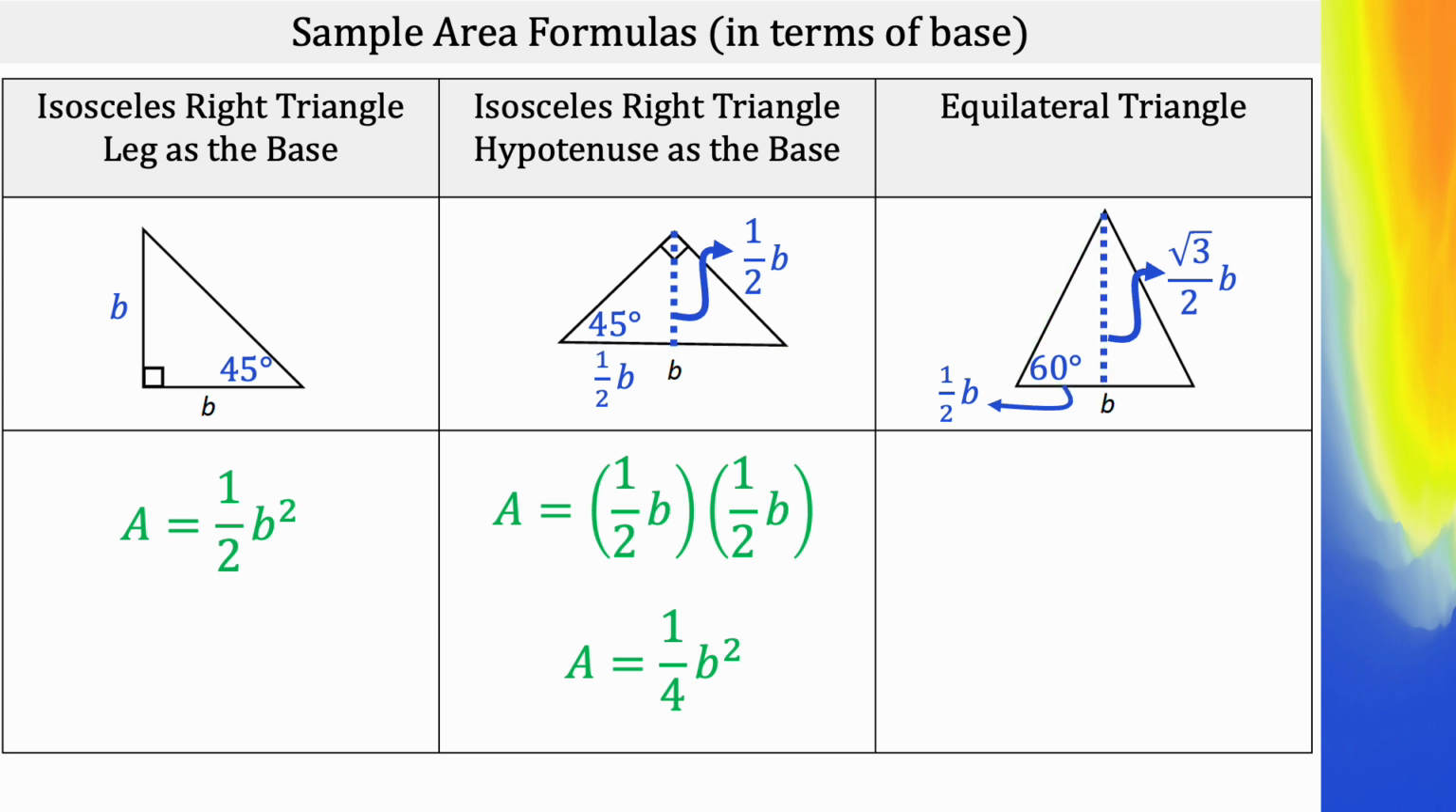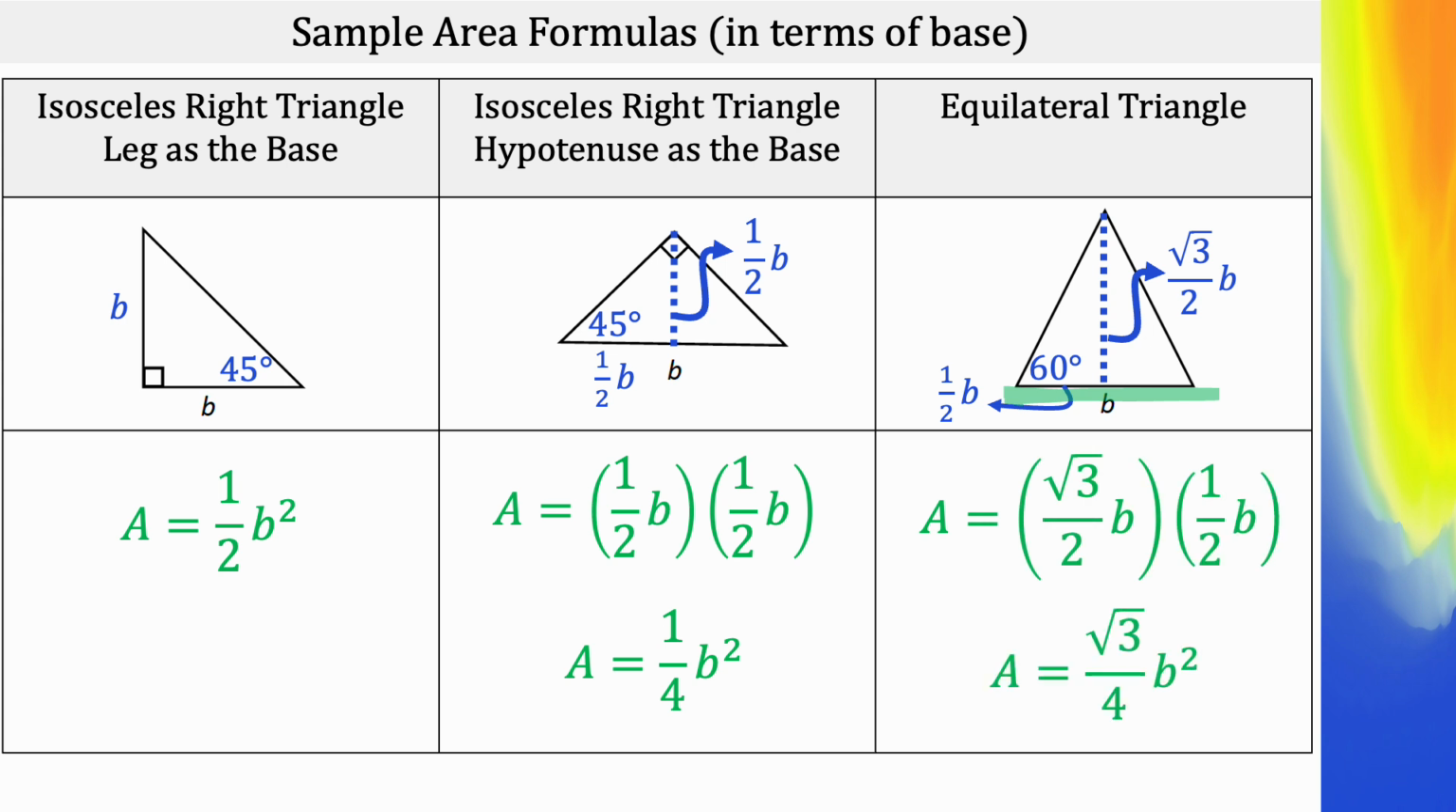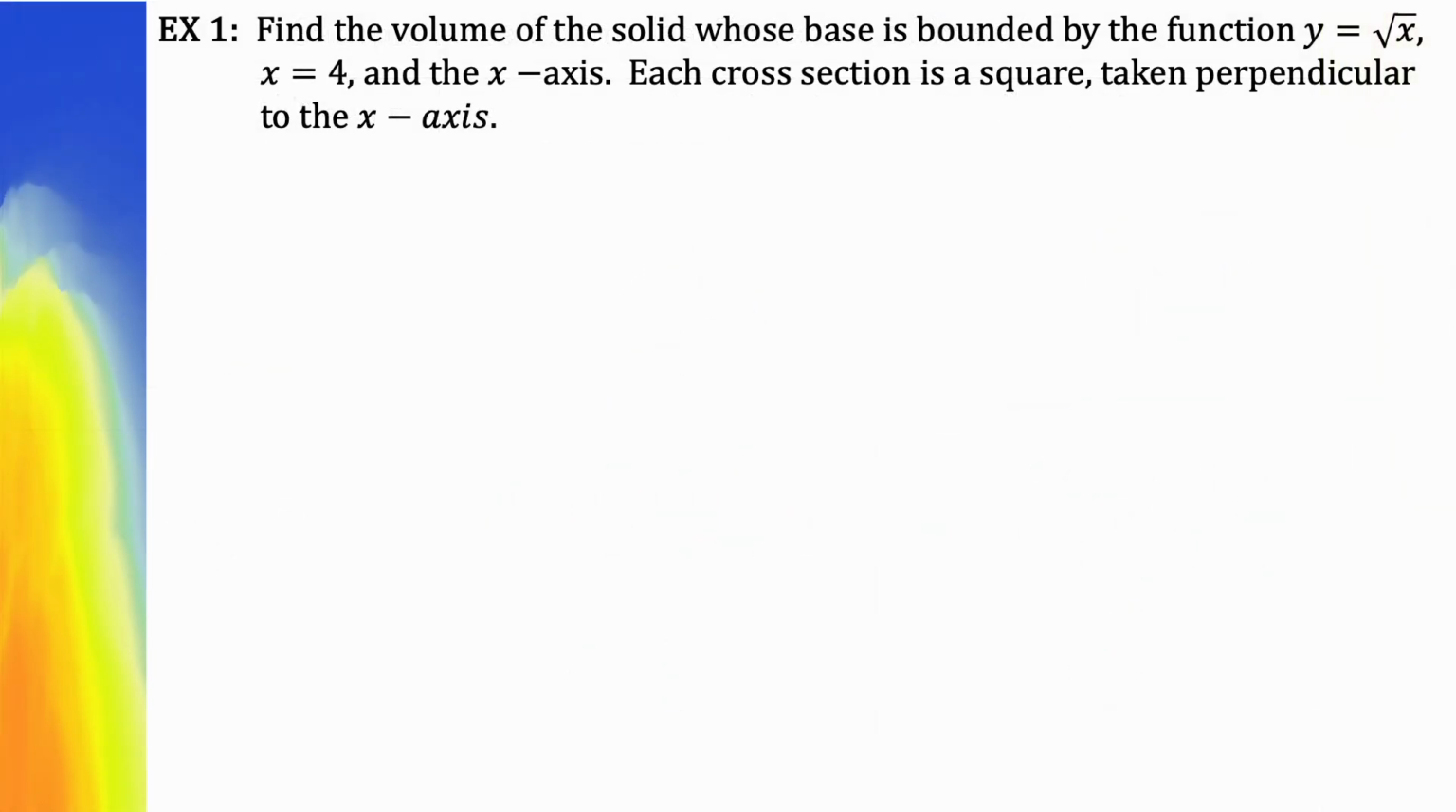I need 1/2 base times height. And so there we go, √3/4 b squared. The hardest part of this one is the height right there. Okay, so now is where it gets super fun.